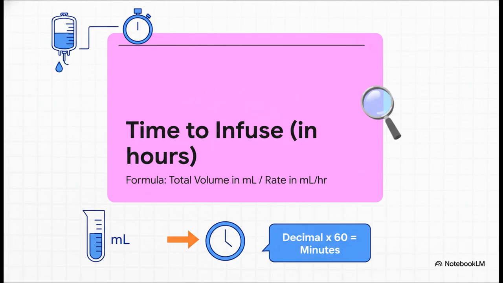Now, a little warning here. A super common exam trap is when you get a decimal. Let's say your answer is 3.5 hours. You can't forget to turn that 0.5 into minutes. Just multiply it by 60.